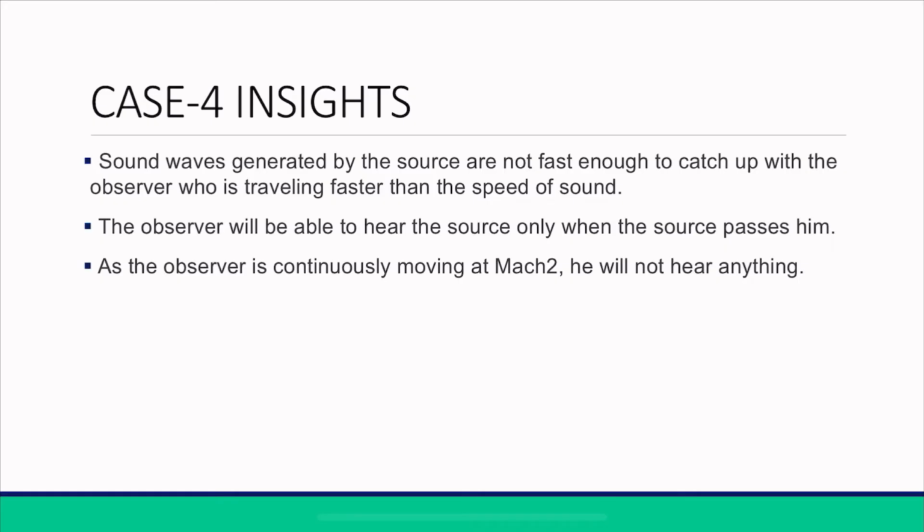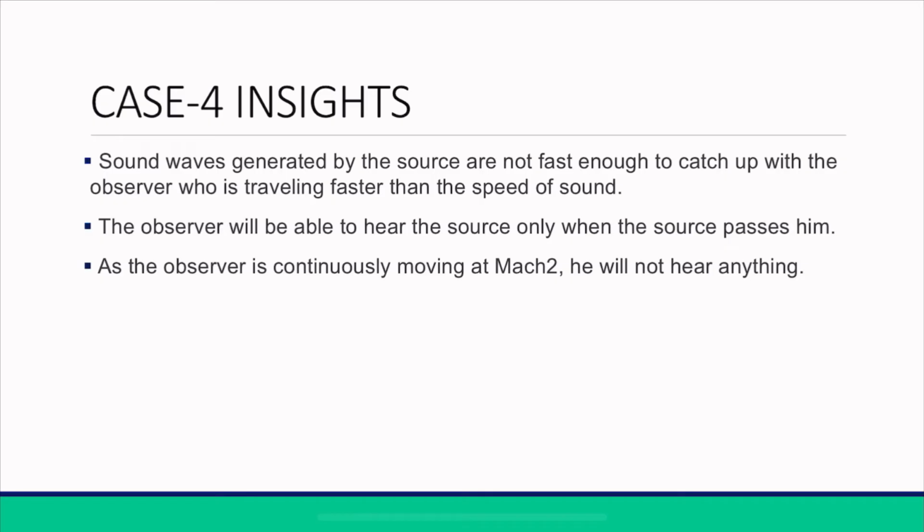So the airplane, or the observer, is traveling at twice the speed of sound, whereas the factory that's emitting the sound waves is traveling at 1 time the speed of sound. So it's like the sound waves want to catch up with the observer, but they will never succeed because their velocity is just half. The observer will be able to hear the source only when the source passes him. Now the source is stationary, it's not passing him.